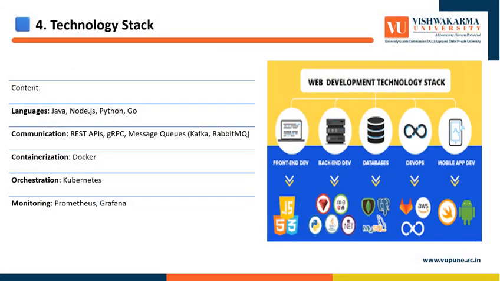Technology stack: languages Java, Node.js, Python, Go; communication REST APIs, gRPC, message queues, Kafka, RabbitMQ; containerization Docker; orchestration Kubernetes; monitoring Prometheus, Grafana. Microservices are tech agnostic, but these are popular choices. Containerization is key, and tools like Kubernetes help manage and scale services efficiently.